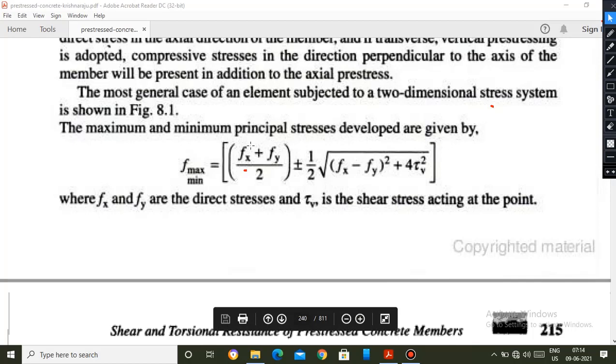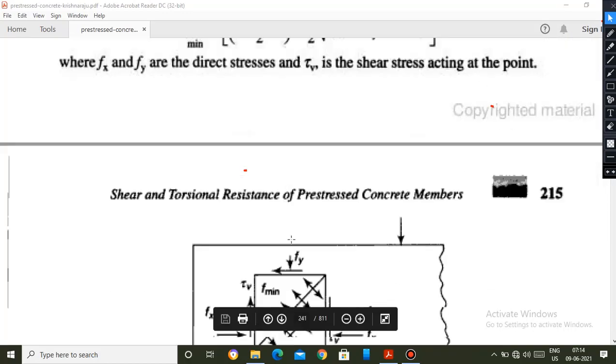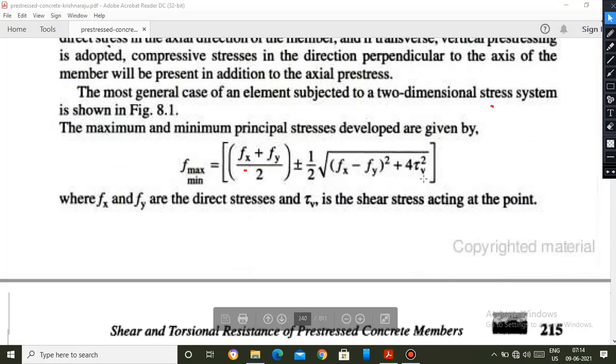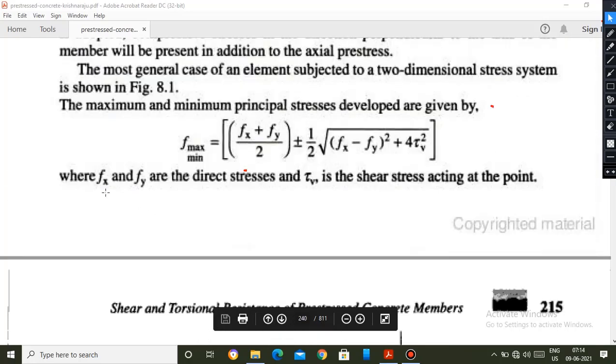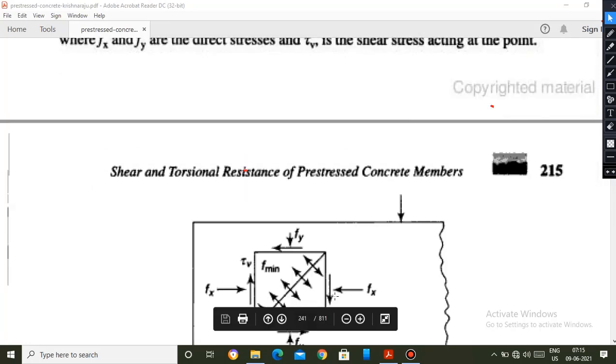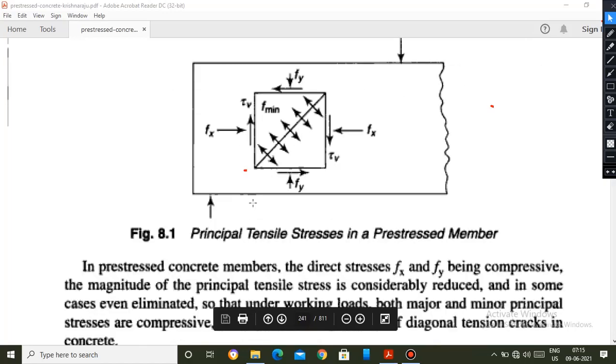Fx is the normal force acting normal to the plane in the x direction, and Fy is the normal force acting in the y direction, that means perpendicular to the axis of this particular member, where tau v is the shear force or shearing stress developing opposing across these two planes. And if you see here, Fx and Fy are the direct stresses, that means normal stresses, and tau v is the shearing stress acting at this point, that means acting at this plane of the point that we are taking.